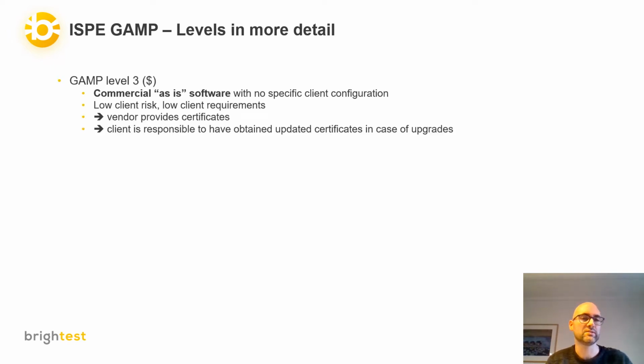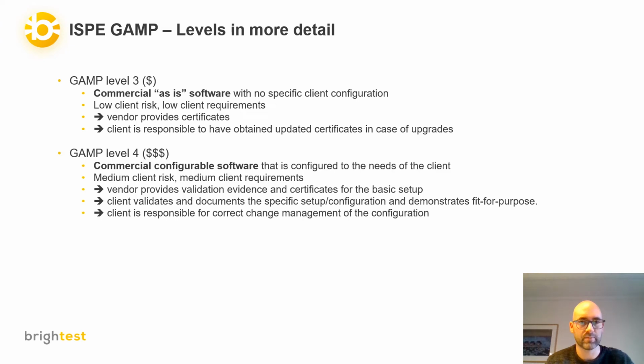GAMP level 3 is somewhat the lowest level. It's the cheapest level as a consequence. You may use commercial software that is used as is, so you will not change anything. This means that the vendor of this software provides the necessary certificates to make sure it can be used in a validated environment, and the client is responsible only to have these certificates when, for instance, the software is updated.